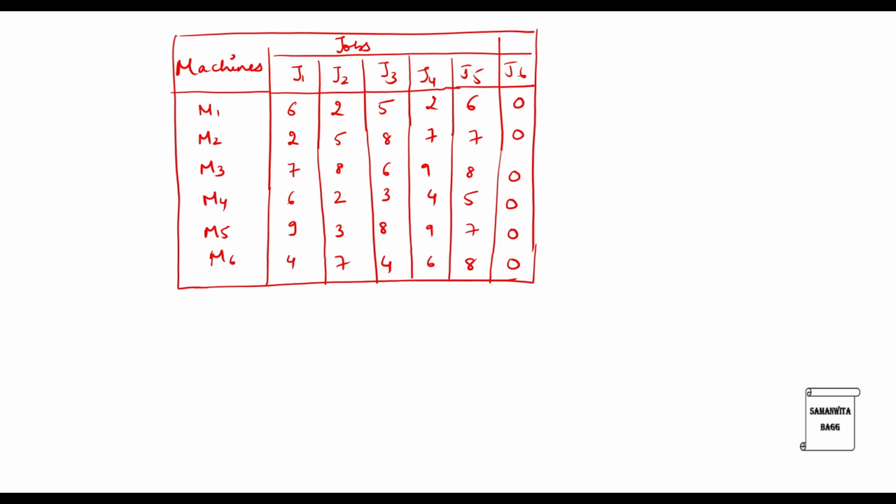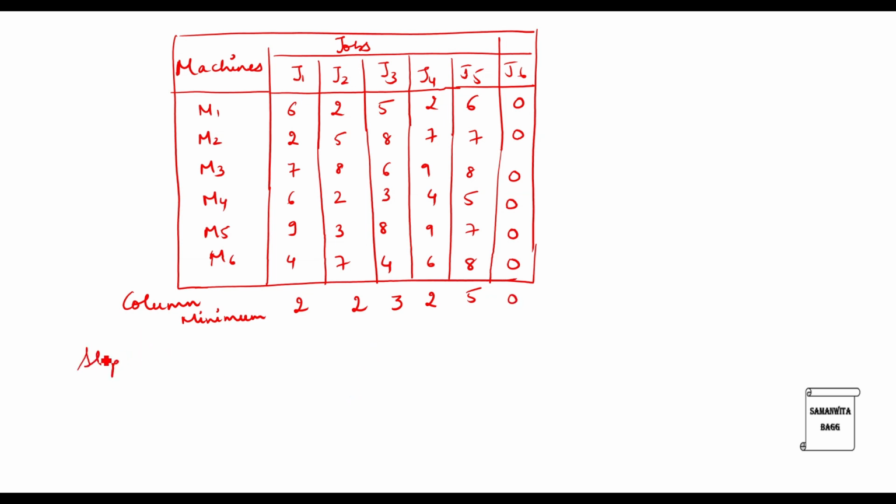Now you can see that row minimum has all value as 0. So we don't have to go for row minimization. We will directly go for column minimum. From the first column the value will be 2. From the second one again it is 2. From the third one it is 3. Here it is 2. Here it is 5 and here it is 0.